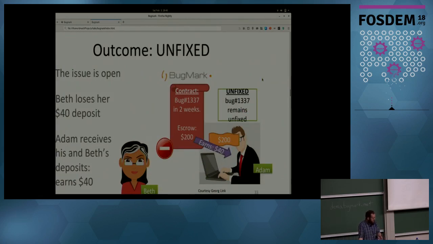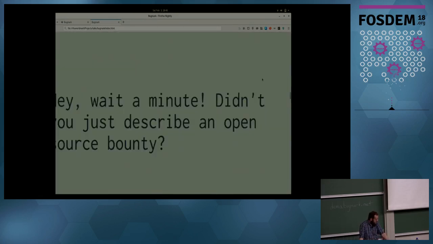The alternative, the bug stays open. Beth does not get her money. The 40 she put up goes to Adam, along with him getting his 160 back. Adam collects the entire 200.